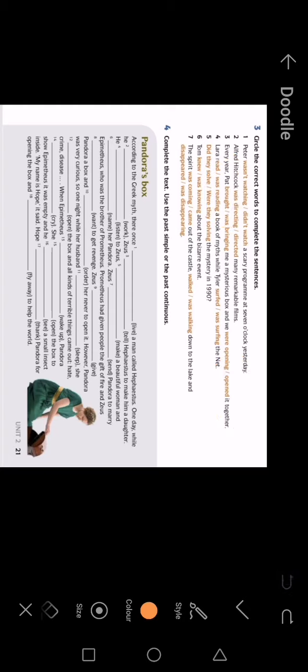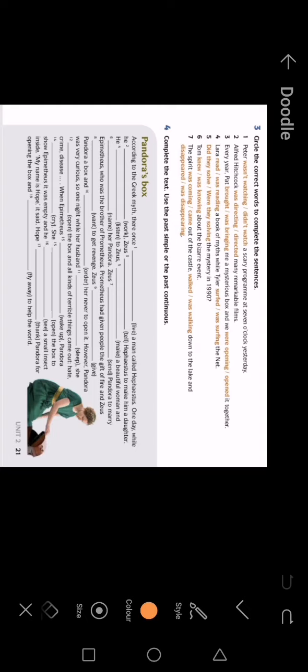Question number 4. Lara a book of myth while Taylor the net. So two actions happening at the same time. How do you know? Because of the word while. So when you say two actions happening at the same time, both you have to add ing. So Lara was reading a book while Taylor was surfing the net. Surfing the net means online.